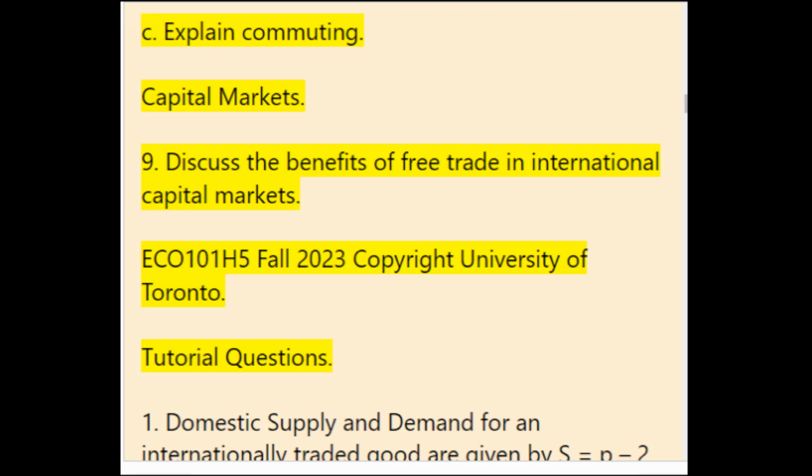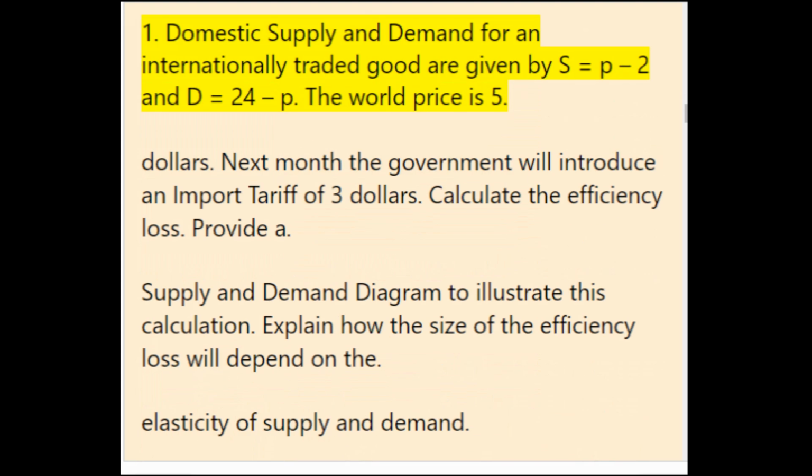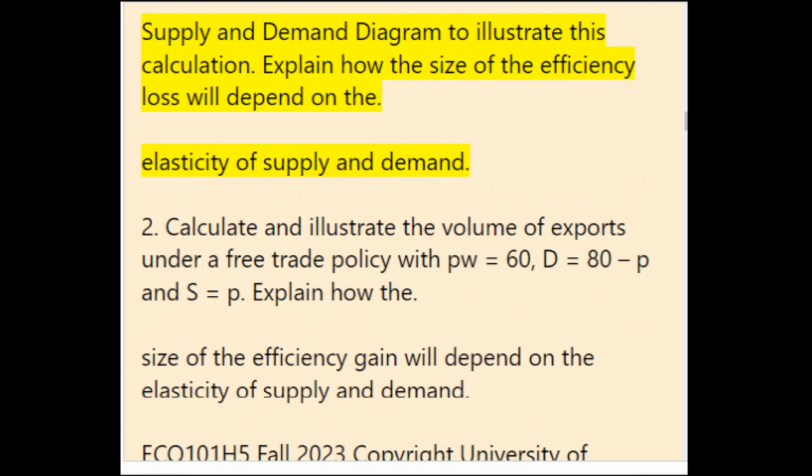Tutorial questions. 1. Domestic supply and demand for an internationally traded good are given by S = P/2 and D = 24 - P. The world price is $5. Next month the government will introduce an import tariff of $3. Calculate the efficiency loss. Provide a supply and demand diagram to illustrate this calculation. Explain how the size of the efficiency loss will depend on the elasticity of supply and demand.